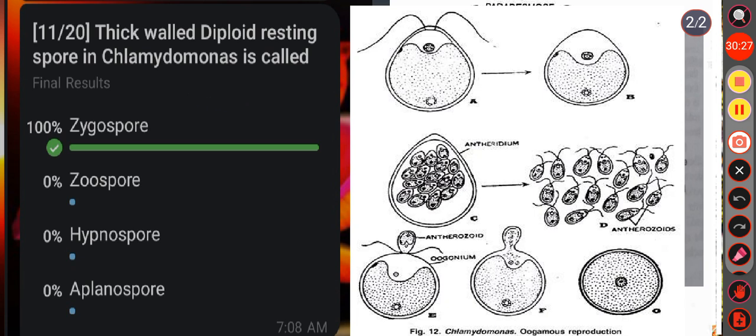Right. Then see the other options, that is zoospore. Zoospores are not diploid. They are motile and haploid in nature. Then in option C, that is hypnospore, we know hypnospores are thick walled resting spores but not diploid, right? Then in the last option, that is aplanospore, aplanospores are thin walled spores. They are also haploid in nature.